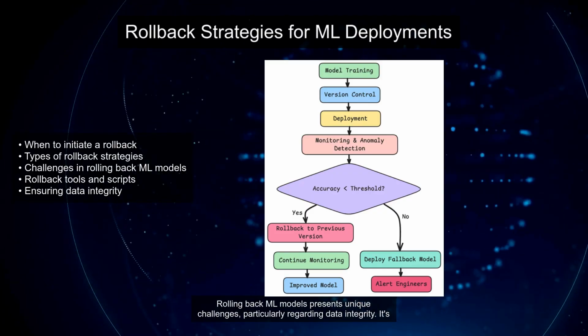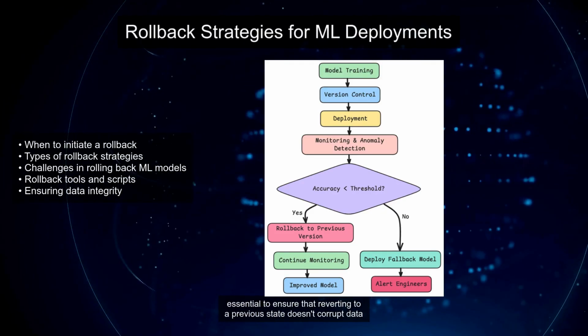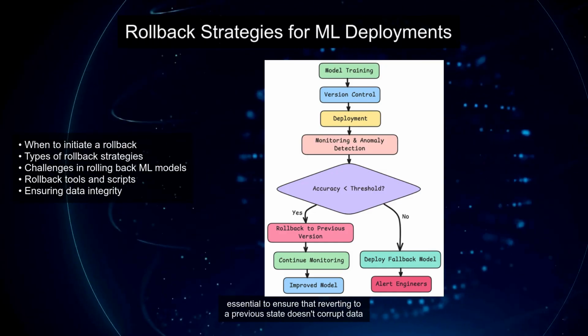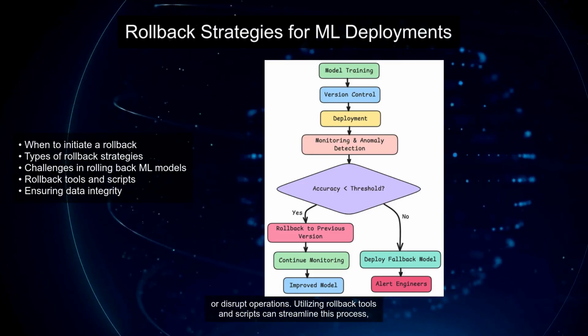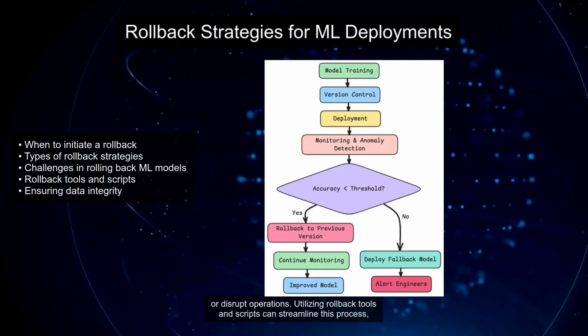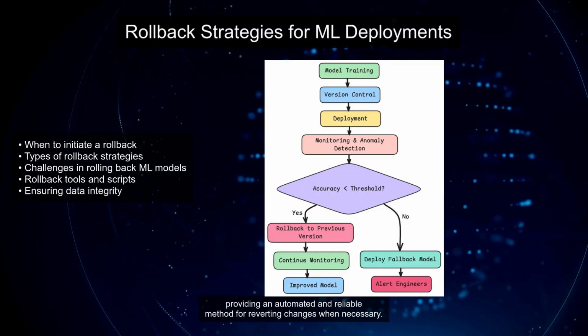Rolling back ML models presents unique challenges, particularly regarding data integrity. It's essential to ensure that reverting to a previous state doesn't corrupt data or disrupt operations. Utilizing rollback tools and scripts can streamline this process, providing an automated and reliable method for reverting changes when necessary.